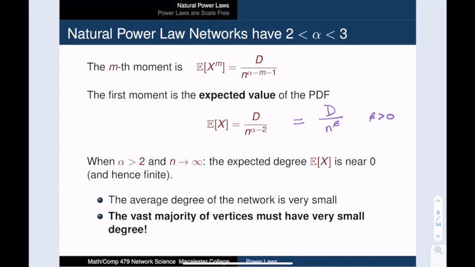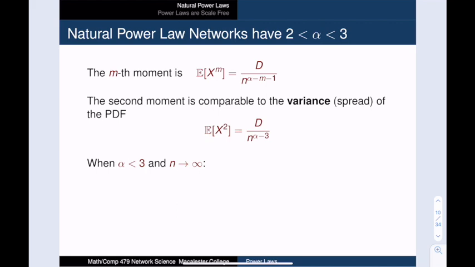This means that the vast majority of the vertices in a natural power law network have very low degree. If this weren't the case, then the average degree couldn't possibly be near 0. And this matches one of the defining features of our real-world networks. Most of the vertices indeed have very low degree.